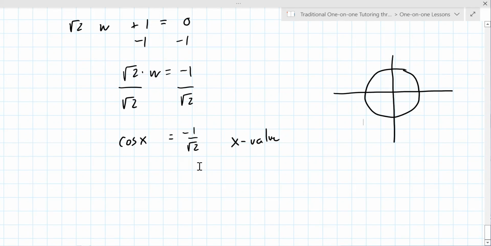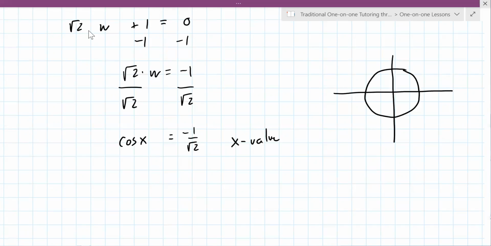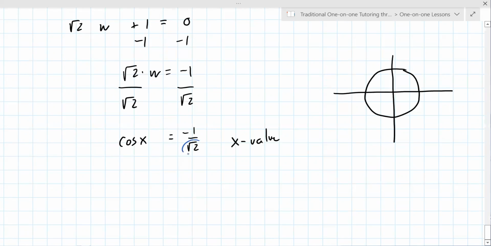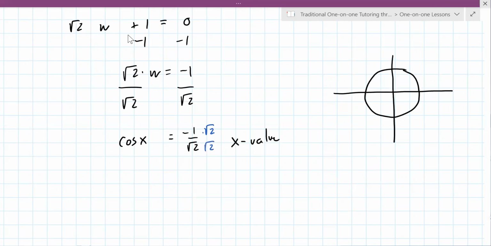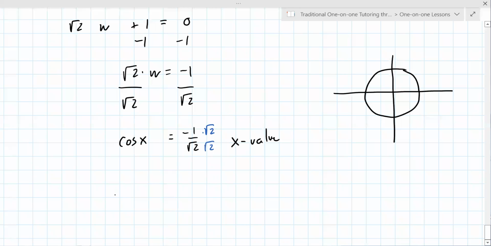Okay, so this is something that the teacher might do, because you're supposed to know to rationalize. You're supposed to know that you're not allowed to have a square root in the bottom. When you rationalize, that will show up now on the unit circle. Square root of 2 times square root of 2 is square root of 4, which is 2. So there are 2 places on the unit circle where the x coordinate is -√2 over 2. Can you give me those 2 places?